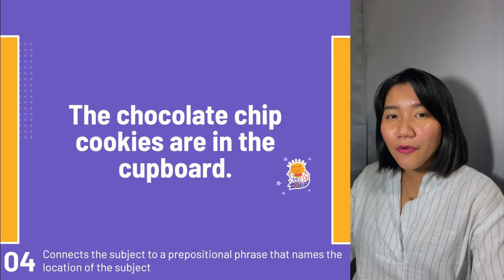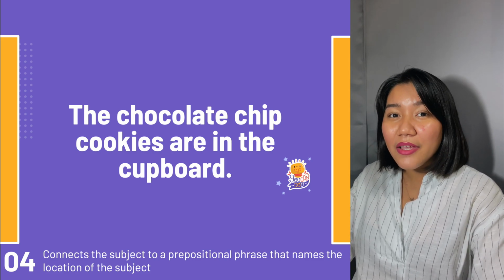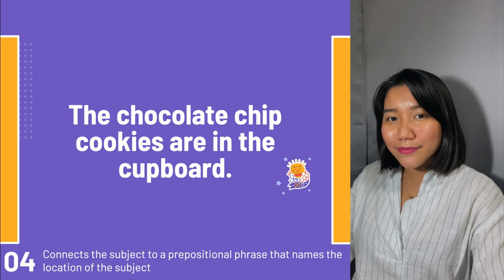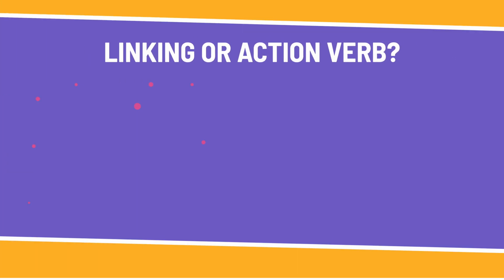On the other hand, forms of the verbs taste, feel, appear, sound, and smell, and several more may be linking verbs or action verbs. To check if the verb is acting as a linking verb or an action verb, try replacing the verb in a sentence with the words is, are, or am. And if the sentence still makes sense, then the verb in the sentence is a linking verb.